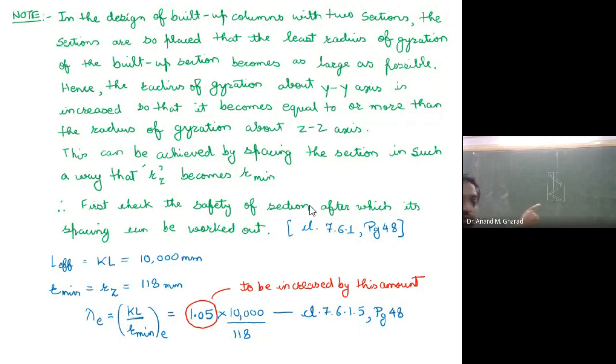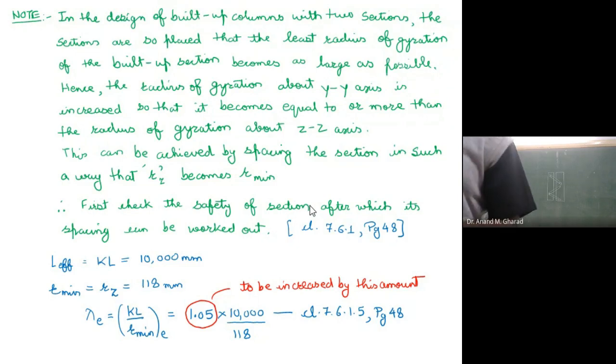Actually, this complete note is given in your IS 800 2007. Can you please open page number 48? And this clause number 7.6.1. देखो क्या लिखा है? I will read it out. In this clause 7.6.1.1, ठीक है? Page number 48.